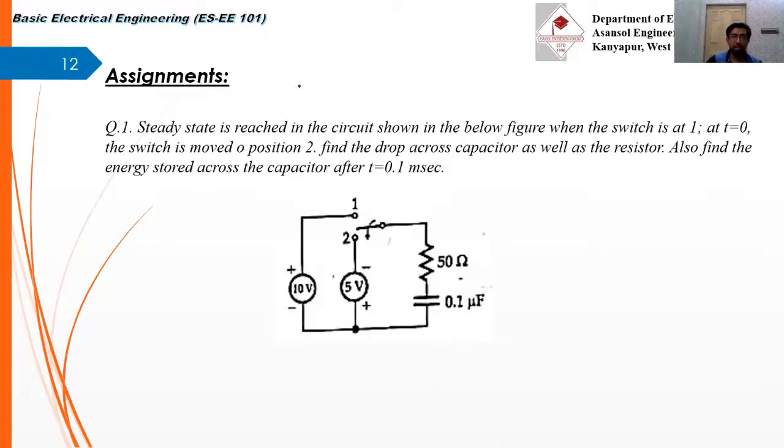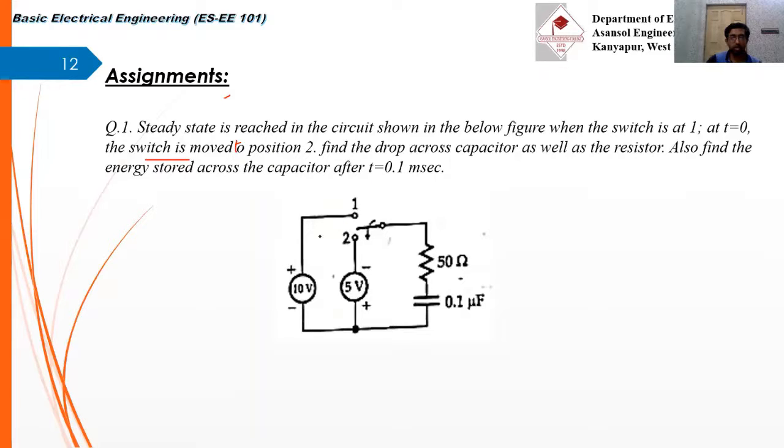Now the last part, the assignment that you have to do on your own. A steady state is reached in the circuit shown in the given figure when the switch is at position 1. At t equals 0, the switch is moved to position 2. Find the drop across the capacitor as well as the resistor. Also find the energy stored in the capacitor after t equals 0.1 millisecond.